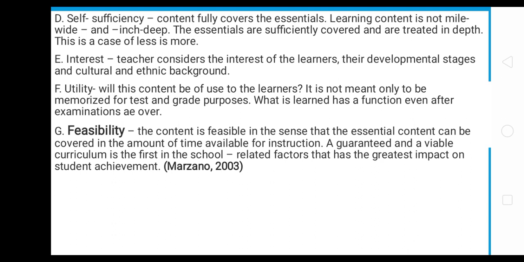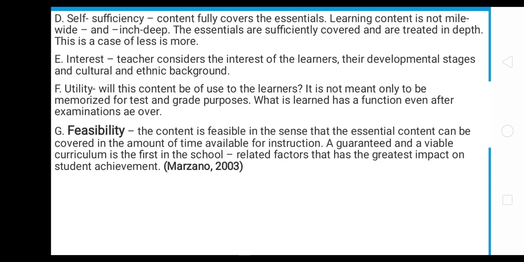Next, feasibility. The content is feasible in the sense that the essential content can be covered in the amount of time available for instruction. A guaranteed and viable curriculum is the first of the school-related factors that has the greatest impact on student achievement, by Marzano 2013.